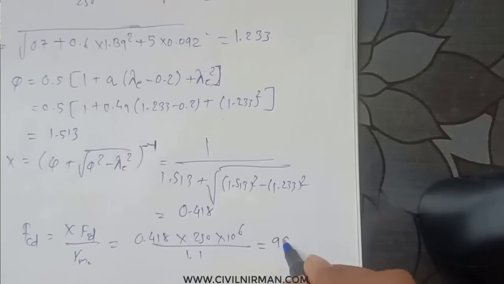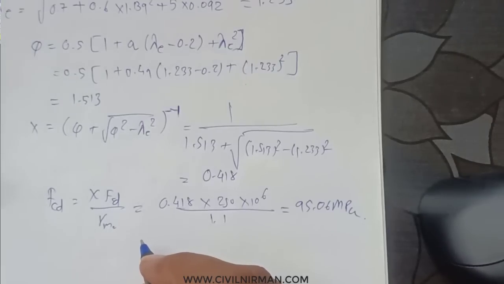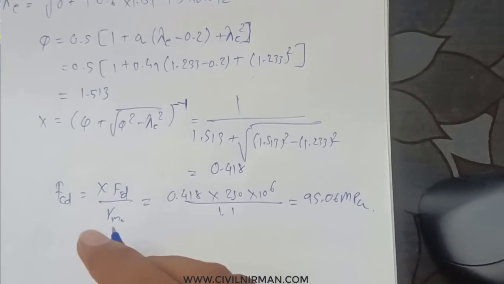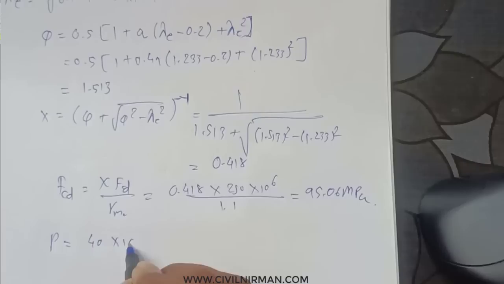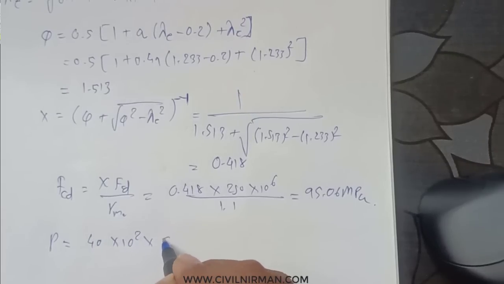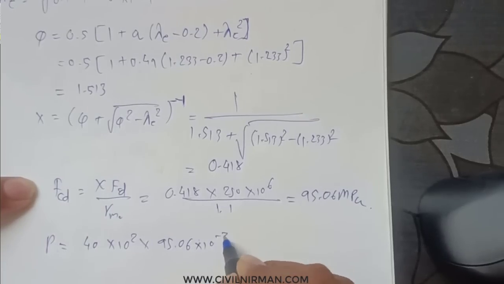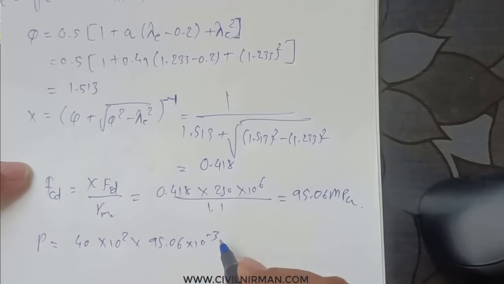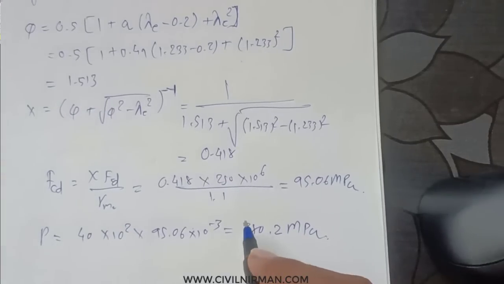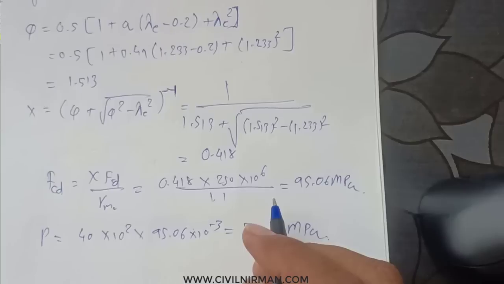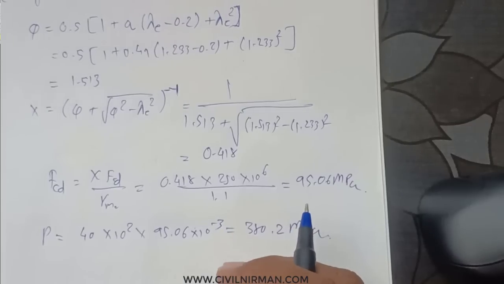So I'm getting the value as 95.06 megapascal. So if we work out the actual compression capacity under flexural torsional buckling, my P will be A into fcd, where A is the area. I'm not writing the equation again, into 95.06, whatever the fcd value we have got. This is megapascal, so I'm getting the value as 380.2. Now remember, the minimum capacity governs the main design part.